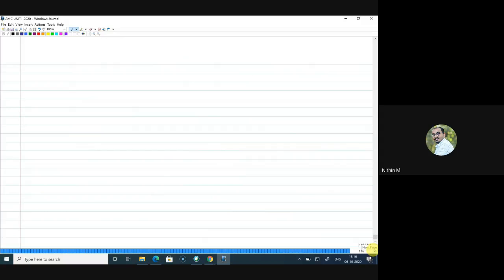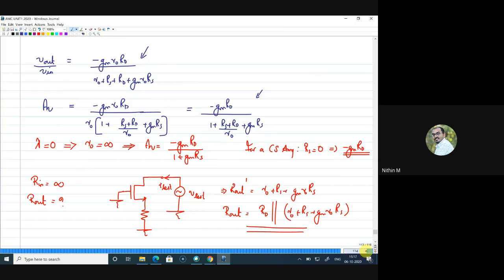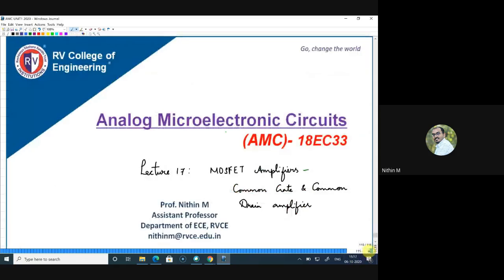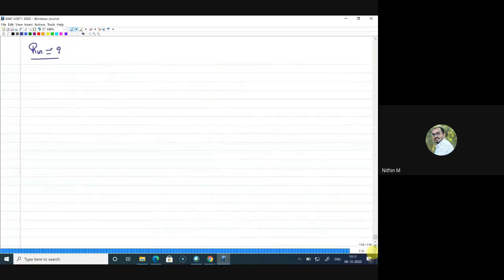Now let us find what Rin is in this case, the input impedance of a common gate amplifier. In order to find Rin, I am taking the same small signal equivalent circuit. Let me redraw that equivalent circuit again here. This terminal is grounded. I'll mark this as VGS. This is gm VGS. And here you have the RD resistance.